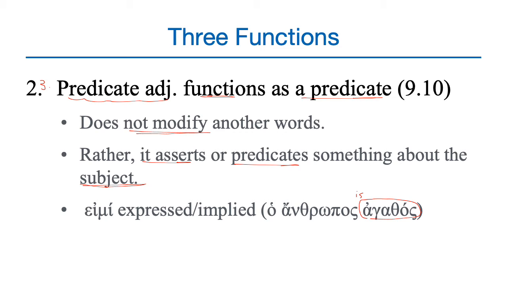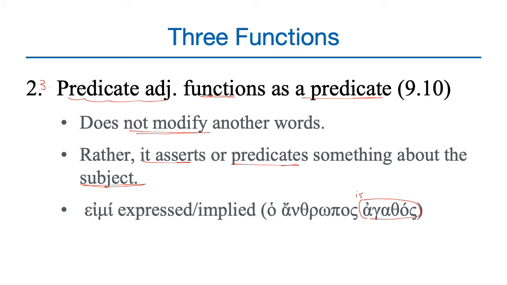This should be the third use of the adjective. My mistake here. The third use is predicate adjective. Here it functions as a predicate. In this case, it does not modify another word. There's no word that it is modifying, just like the substantive. Rather, it asserts or predicates something about the subject in that sentence.